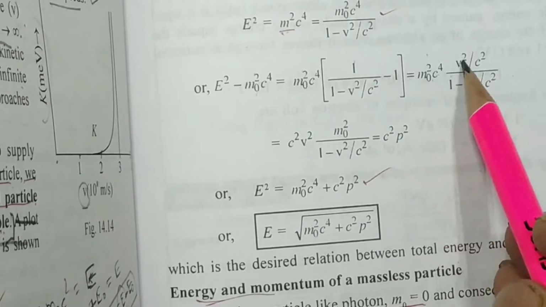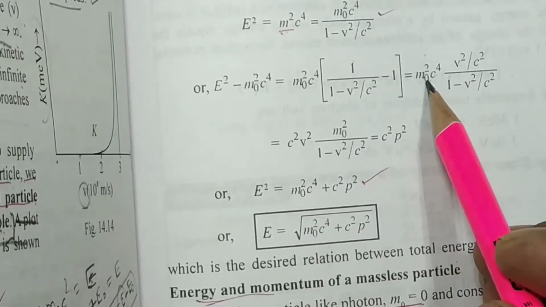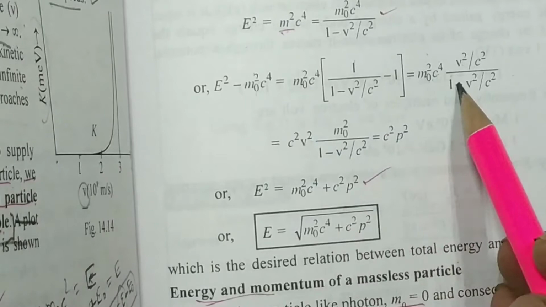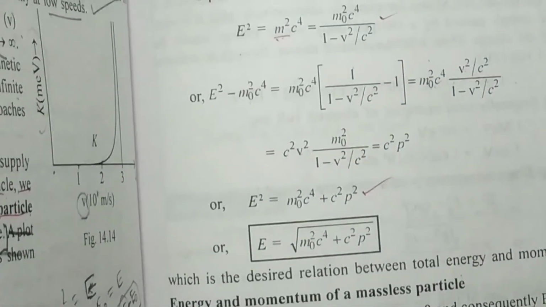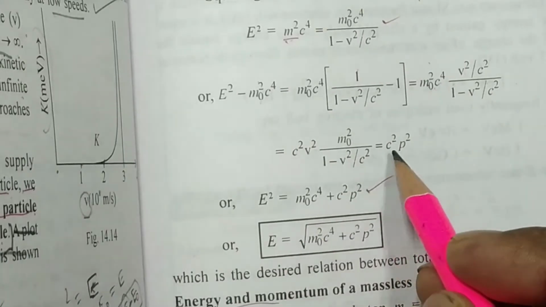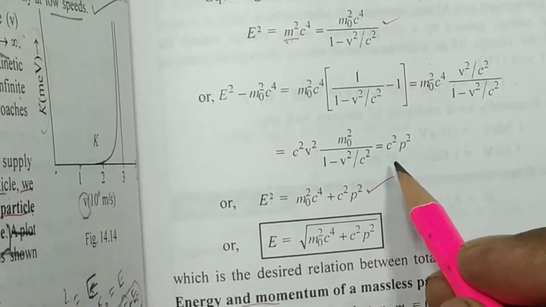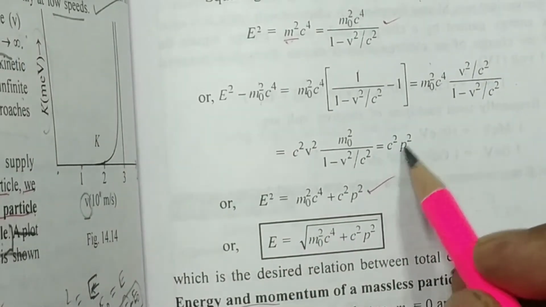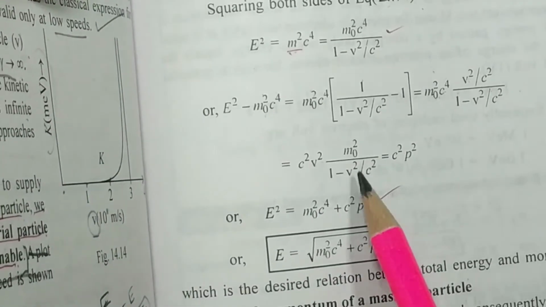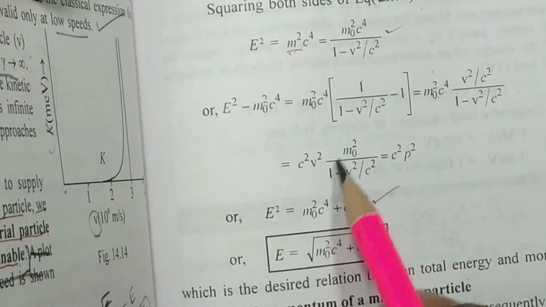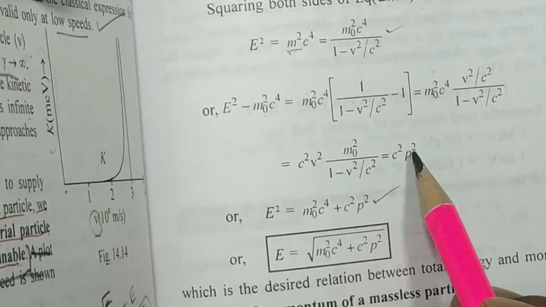It will be c square v square, m0 square by 1 minus v square by c square, is equal to c square p square. Here I am explaining how c square p square has been written. You can write it in your note. In the book it has been written directly, but I am just writing the steps. P square you have to write in the note.